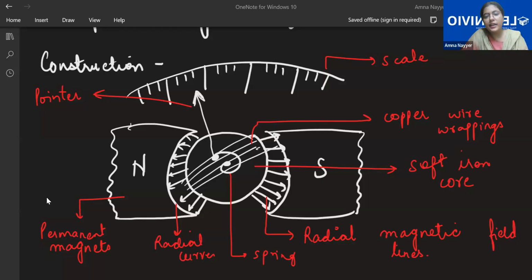A soft iron core basically first lets the copper wire get folded. Second, the soft iron core promotes magnetism, because iron has the ability to get magnetized. So it helps in promoting magnetism, the radial magnetic field that is drawn.